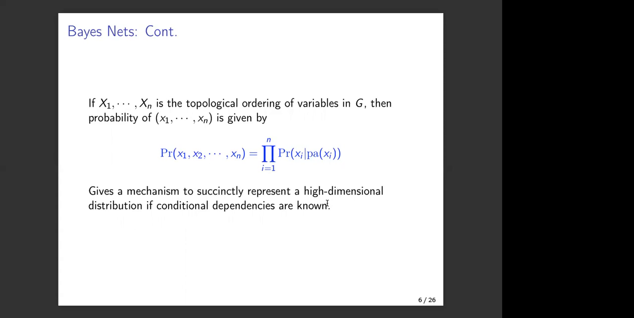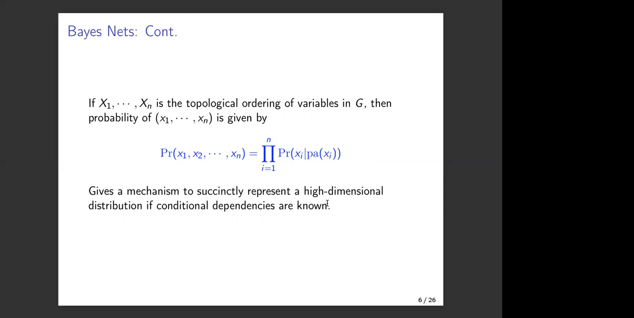And in particular, if these variables are topologically ordered in the DAG, then the probability of any particular sample point x1 to xn is given by this factorization. The main point to notice here is that xi is only going to depend on the values of its parents. Therefore, you can actually compute these probabilities.